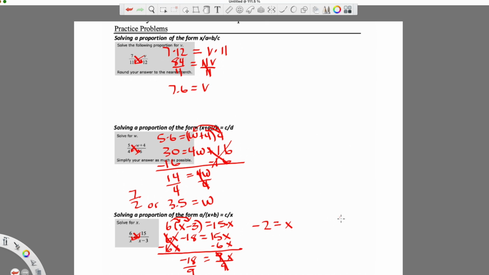All right, so that was solving some more proportions using cross multiplication. Go ahead and go on Alex and give that a try.